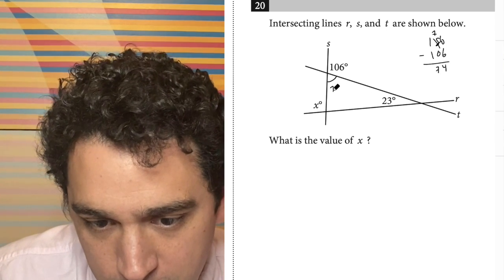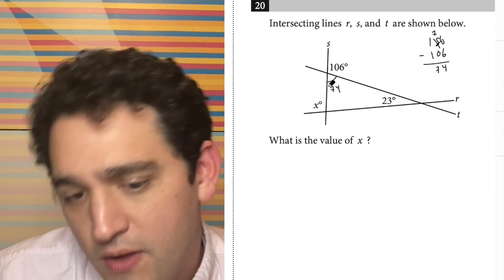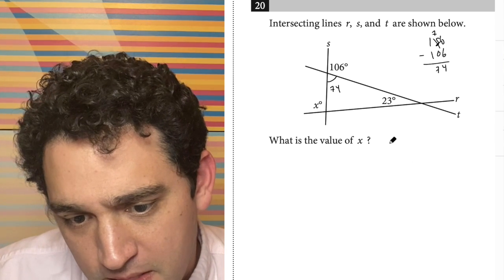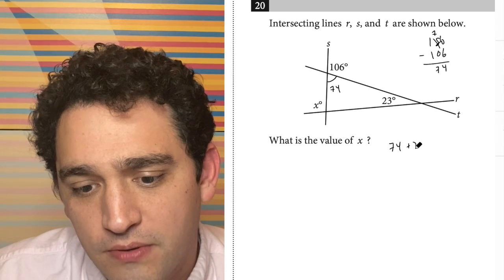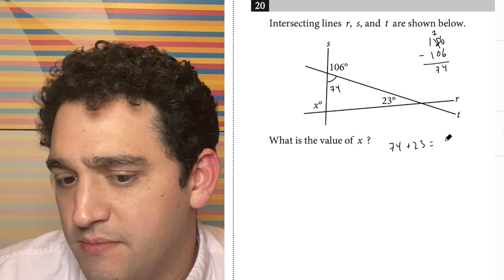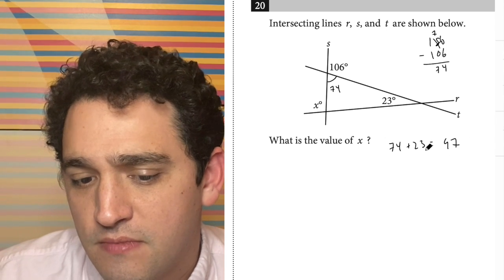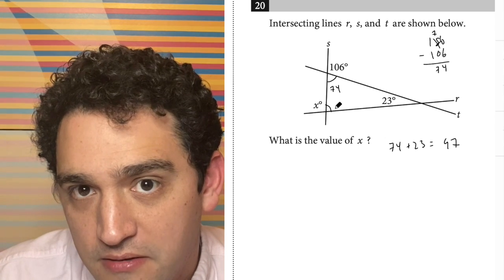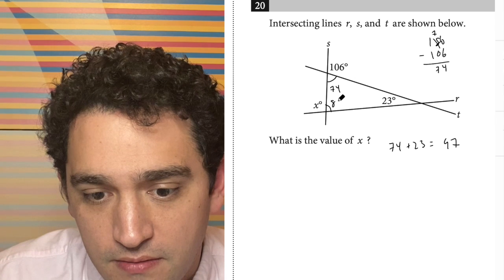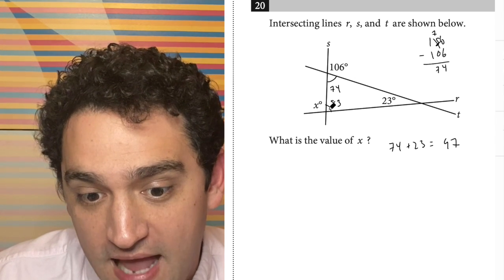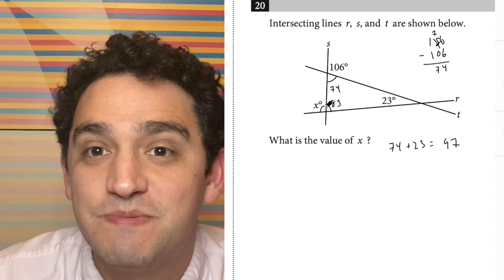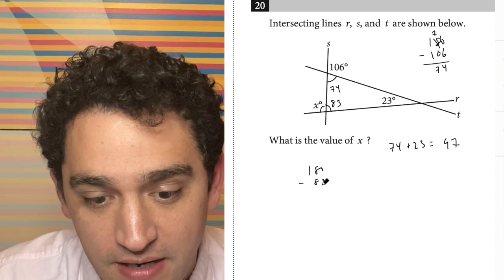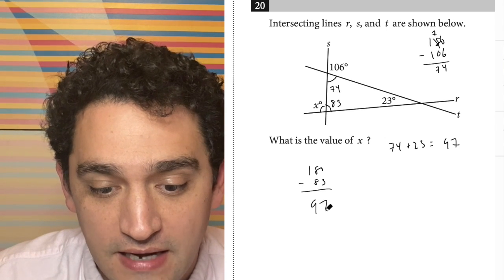We know now that these three angles must add to 180. So 74 plus 23, that's going to be 97. If these two add to 97, this one has to be 83. And if this angle is 83, x must be 83's supplement, and 180 minus 83 is 97.